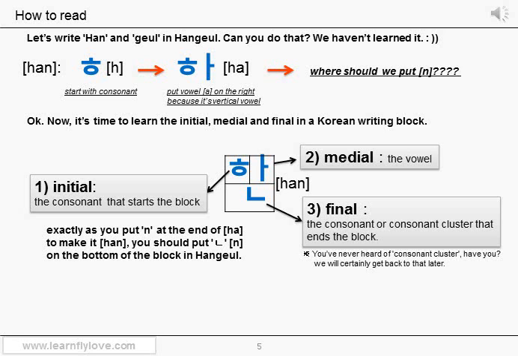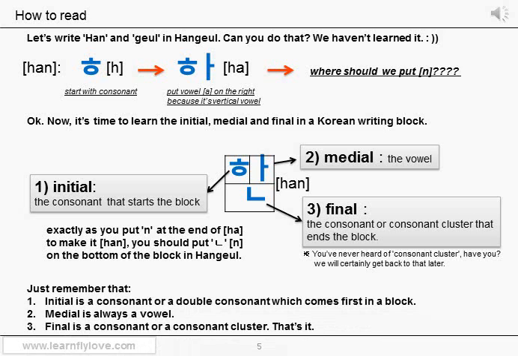There's no horizontally drawn vowel here, so we can put it under the middle of the first consonant and the vertically drawn vowel. Just to remind you, remember that initial is a consonant or a double consonant which comes first in a block. Medial is always a vowel or a compound vowel. Final is a consonant or a consonant cluster. That's it. Let's move on.